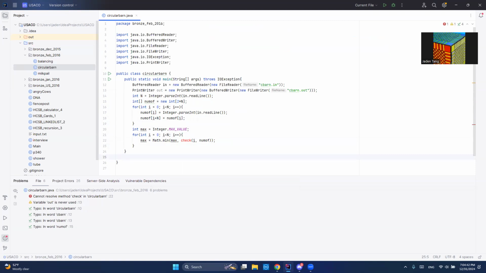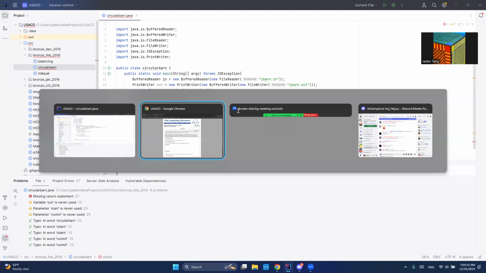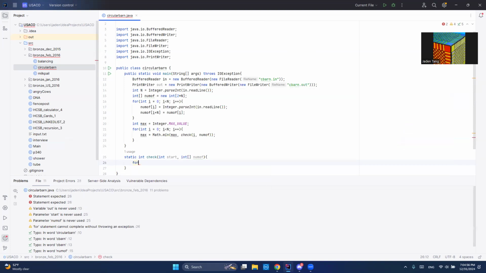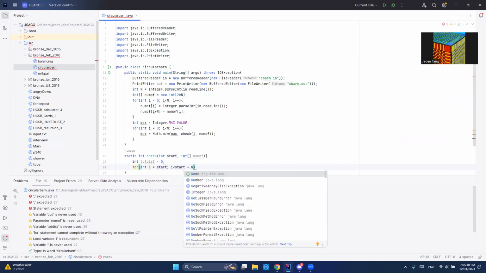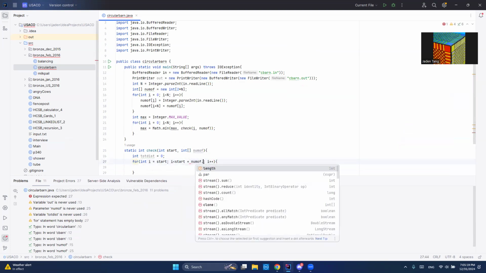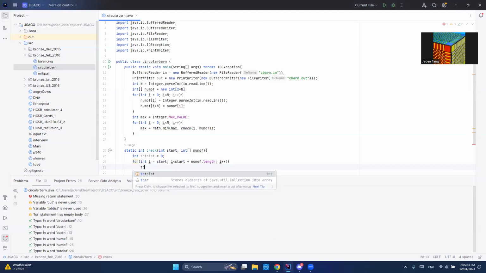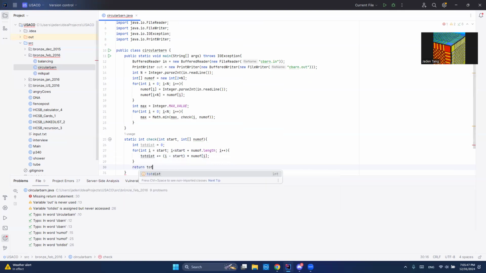And now we'll write our check method. We set a total distance to 0, and we go through for i equals start, i less than start plus n, since you will travel at most n rooms, and i plus plus. The distance traveled is the number of rooms traveled multiplied by the number of cows needed in the room. So we do i minus start, which gives us the number of doors they have traveled, which is the distance traveled, and you multiply it by num of i, which is the number of cows traveled. And at the end, we just return the total distance.